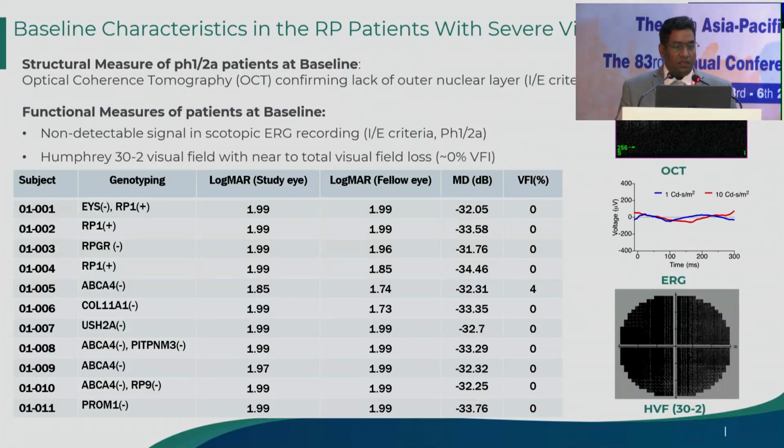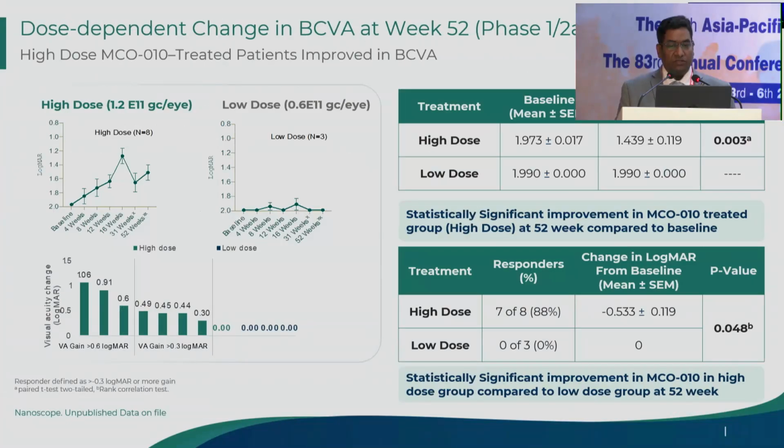And these are all the features of the 11 patients who underwent genotyping. You can see the optical coherence tomography confirming lack of outer nuclear layer, and functional measures of the patients at baseline with a non-detectable signal on ERG, and Humphrey showing almost total loss of visual field. The high dose group, which received 10 to the power 7 vector genomes per ml, showed a significant increase in visual acuity, with a p-value less than 0.03.